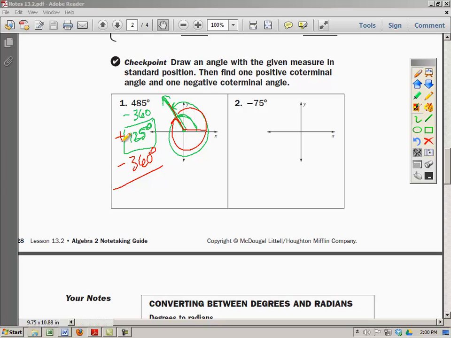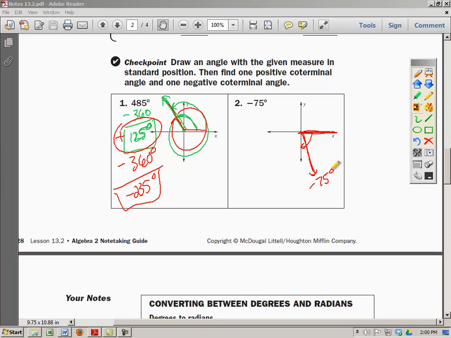I already have a positive angle that's coterminal with 485. Now I need a negative one. Okay, so if I subtract 360 again, this comes out to a negative 235-degree angle. So positive 125 and negative 235. What about negative 75? Well, negative 90 would be all the way down here, so negative 75 is probably going to be in there someplace. So this would be a negative 75-degree angle.